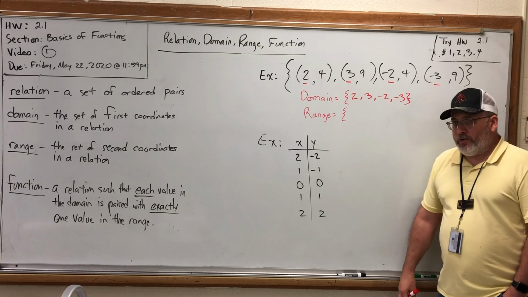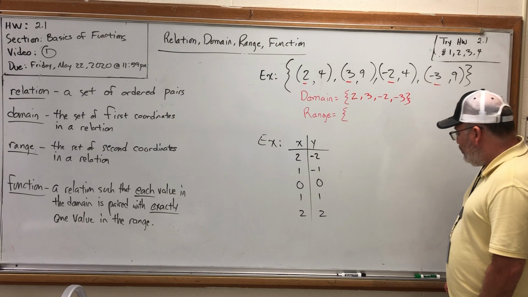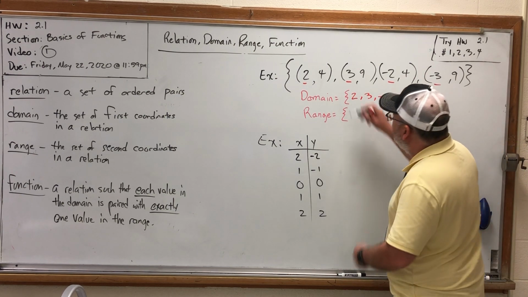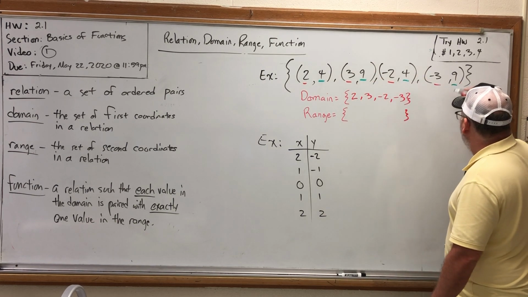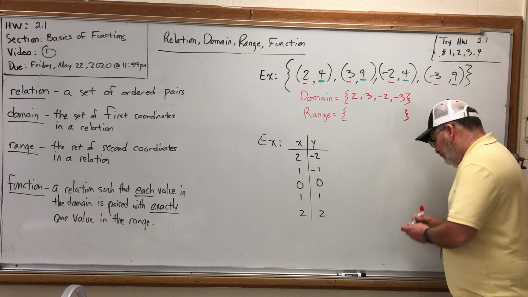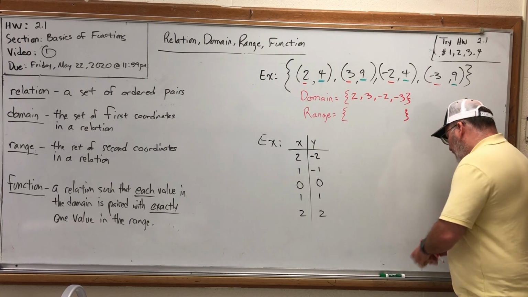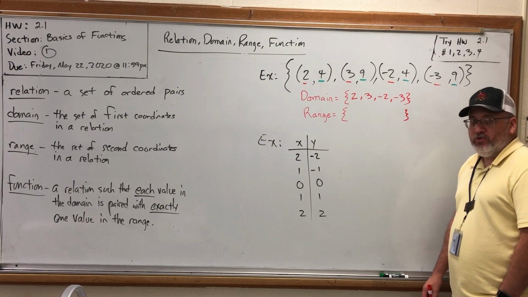It really doesn't matter what order you write them in, as long as you have them all written. What's the range? Well, the range is the set of second coordinates: 4, 9, well, there's another 4, and there's another 9. So here's a little something you need to know about writing domains and ranges. If you have a repeated value, you only have to write it once.